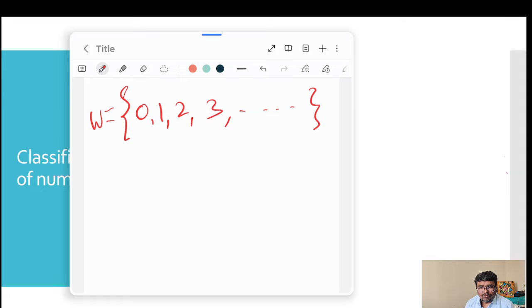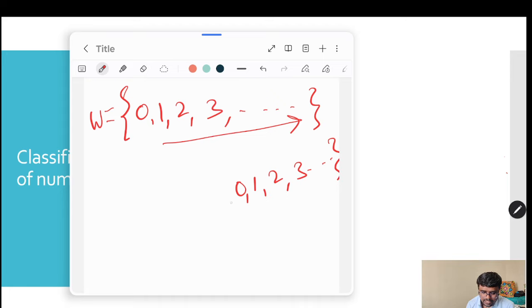Until now we didn't use negative numbers. If negative numbers are also included, negative numbers meaning minus 1, minus 2, minus 3, minus 4 and so on, then that set becomes integers. Here, these are all positive numbers: 0, 1, 2, 3, 4 and so on. The negative numbers come on the left hand side: minus 1, minus 2, minus 3 and so on. So this whole set becomes integers. It is denoted by Z.